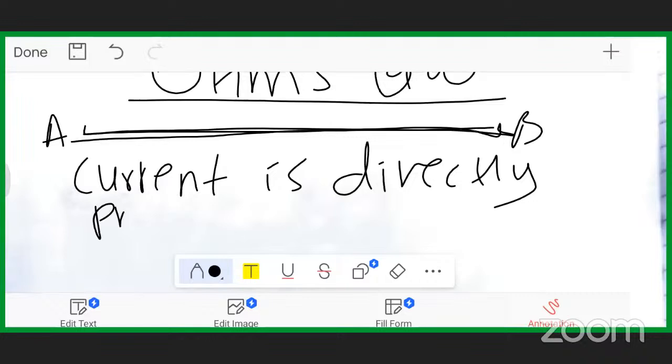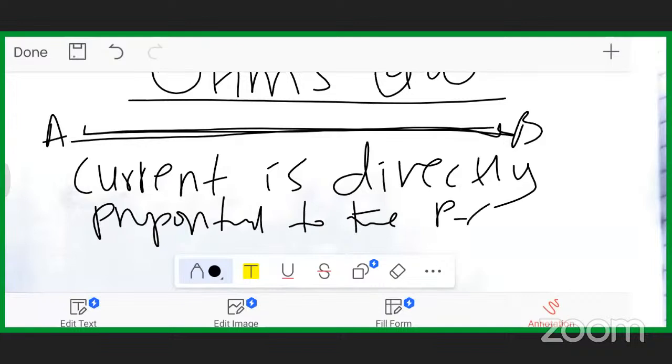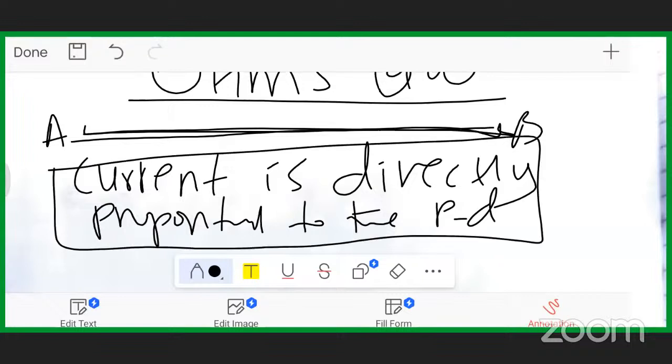directly proportional to the potential difference across it, the PD, provided the temperature and physical conditions are kept constant. So that is Ohm's law. You need to know how to state it: the current flowing through a conductor is directly proportional to the potential difference across it, provided temperature and other physical conditions are kept constant.